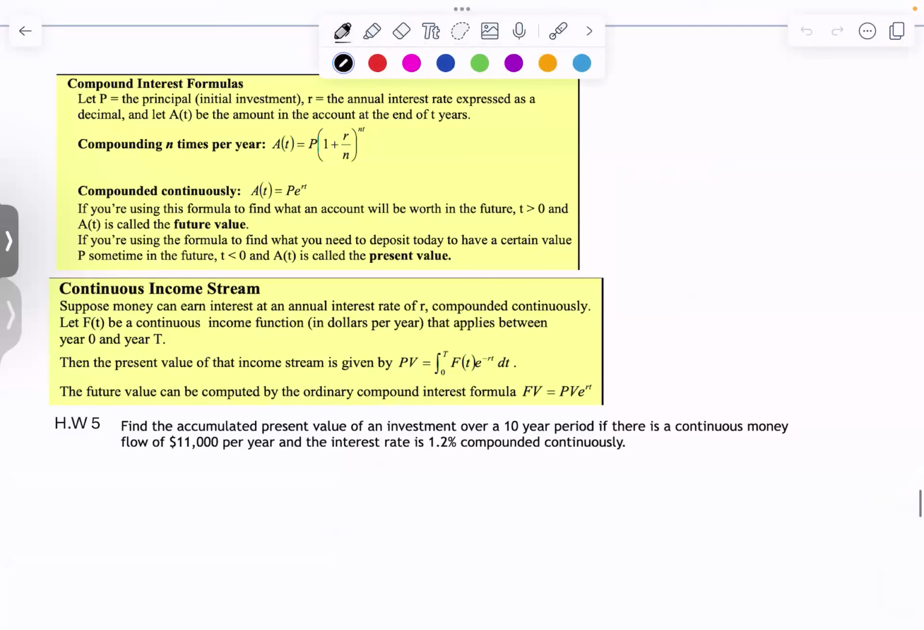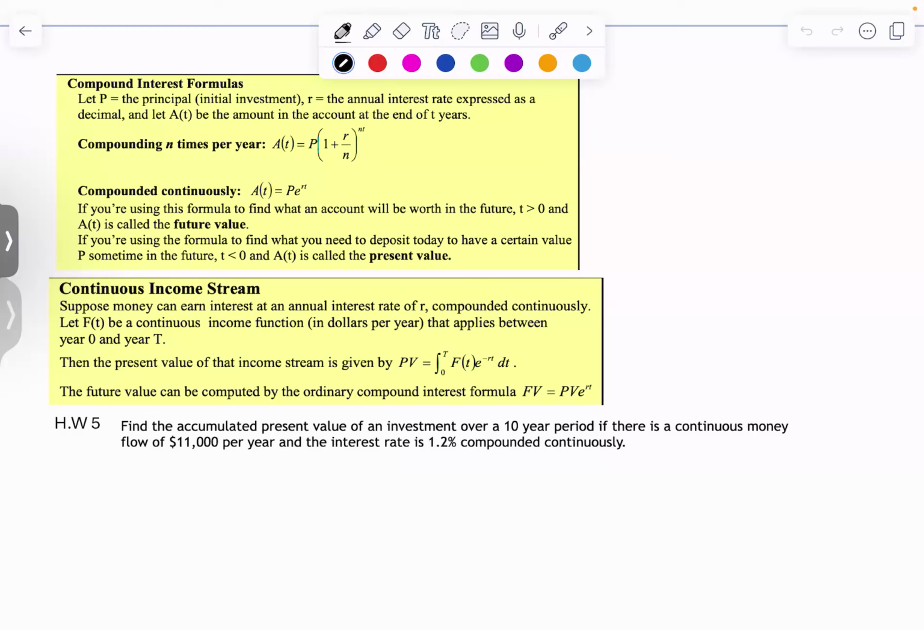All right, so we are now to compound interest formulas, and compounding n times per year, we have our formula A equals P of 1 plus r over n to the nt power. We are more interested in the continuously compounded. That's A equals P e to the rt power. And when t is positive, A of t is what we call the future value, meaning what it's going to be worth in the future.